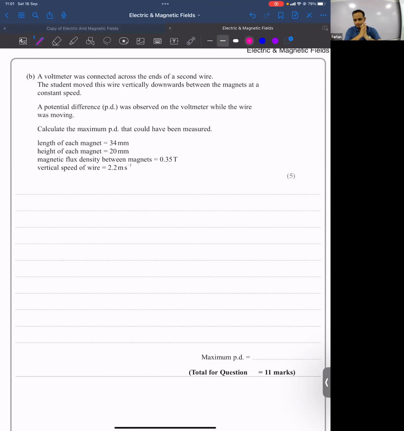Now listen to me. You understand the question, right? The wire is moving, cutting the magnetic field lines. What will be the EMF induced across the wire? Okay. Now look at this. This is one plate, one magnet. This is the other magnet, the other pole. So there are magnetic field lines from here to here. Correct?